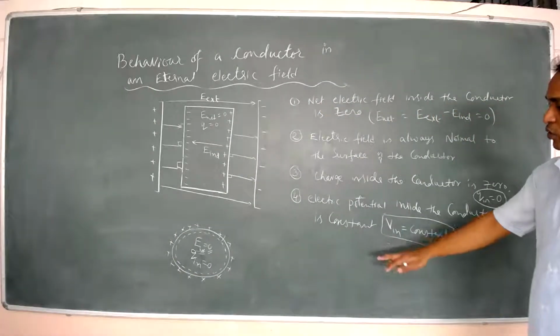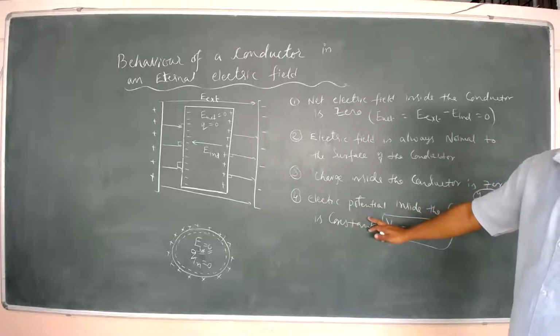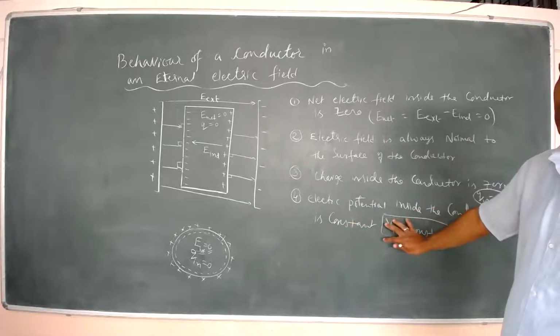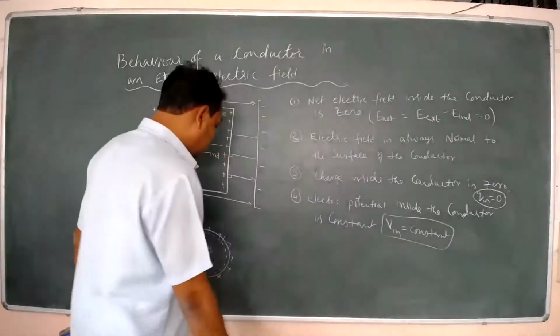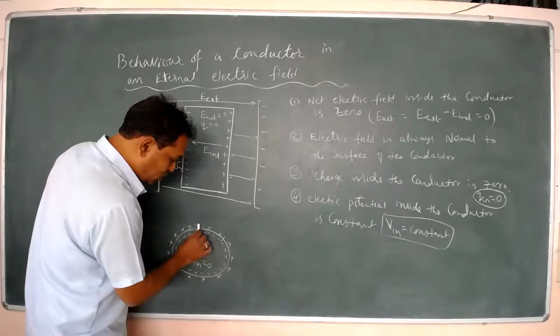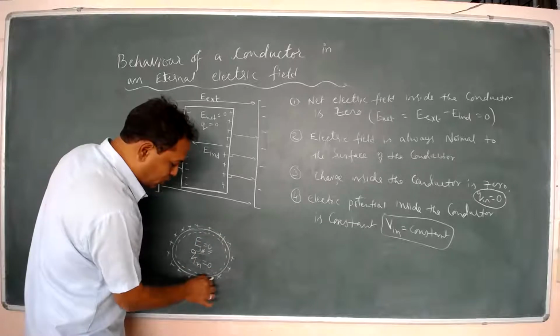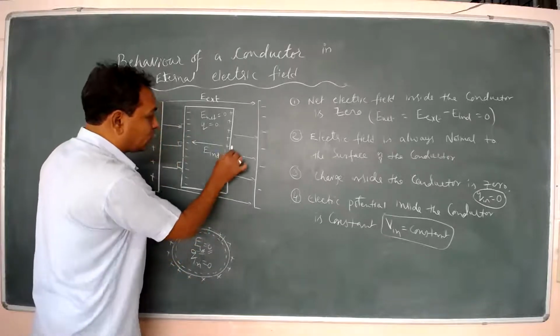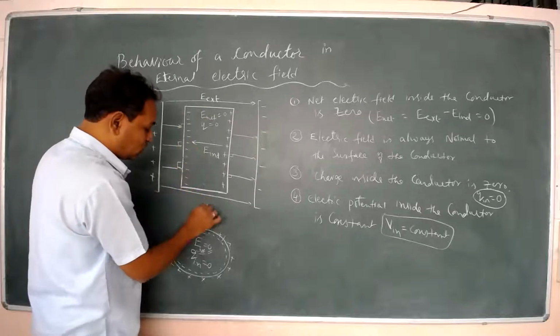So right here we can see that the electric potential inside a conductor is constant. Now see what the electric field is just outside the surface. What is the electric field intensity just outside the surface?